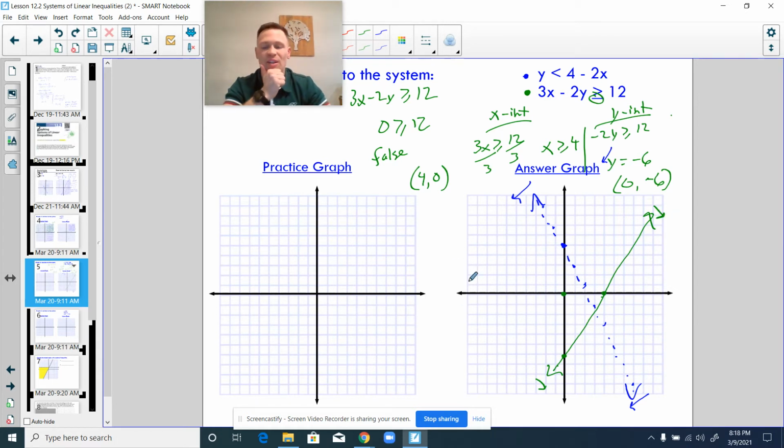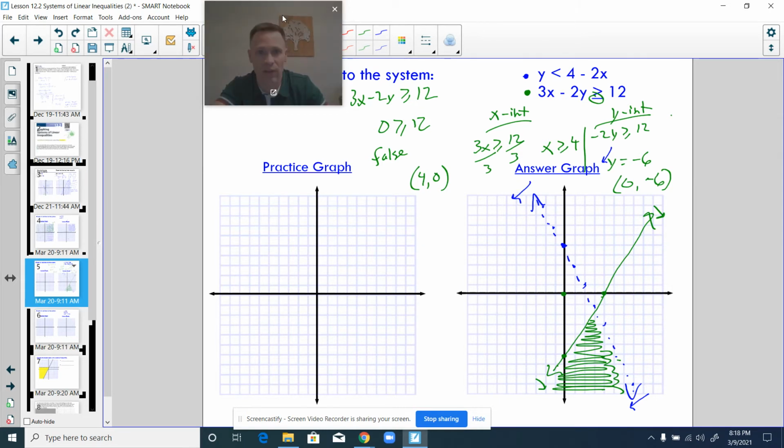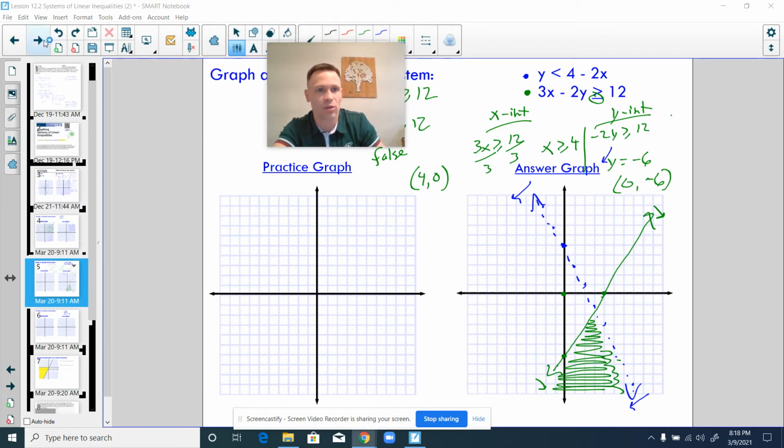So let's take a look at the notes we got here. I am shading below the blue line and below the green line, which means my double shaded region will be right here. That's where it exists. So that's how you can use the kind of like taking notes, drawing those little arrows, so you don't have to use a practice graph and then an answer graph later. Let's go to our next example.